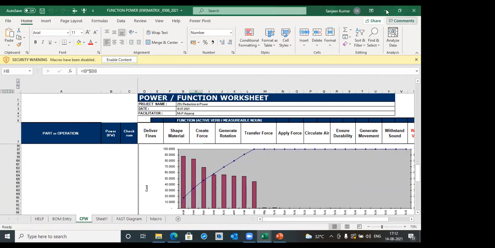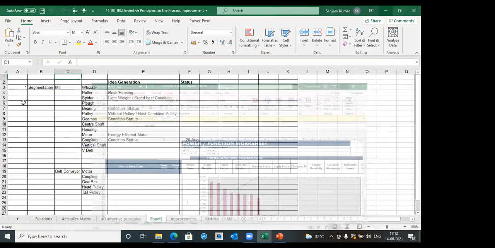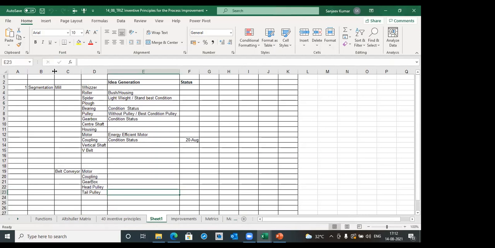After this, today we have started the discussion on idea generation. For idea generation, we have gone through the 40 principles. First, we have taken segmentation, which says divide an object into independent parts. We have taken the mill as the first segmentation part, with its parts like visor, roller, spider, plow, bearing, pulley, gearbox, housing, and motor.